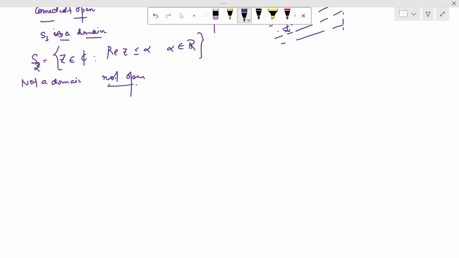Is that clear or not clear? Let's say another set, S3, if I take all those z belongs to C such that the real part of z modulus is greater than alpha, where alpha belongs to R. Now tell me, is that a domain or not? No, sir. Why? Not connected. Very good, not connected.